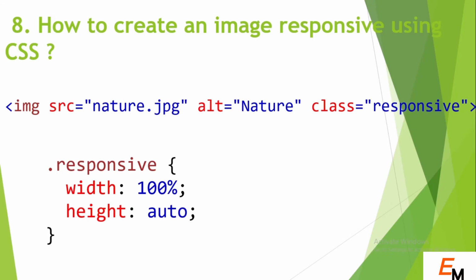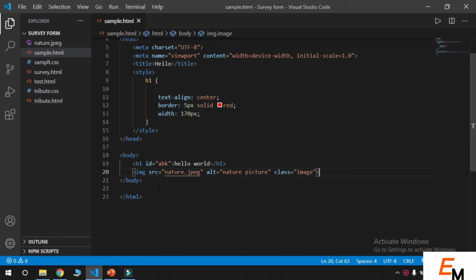Let's do the practical. Here you can see I have created one image tag, and we have an attribute called src. Inside src I have given the name of my image, and as the alternate text, in case the picture is not shown, I have given the name nature picture. If you see the output of this code, it looks something like this.